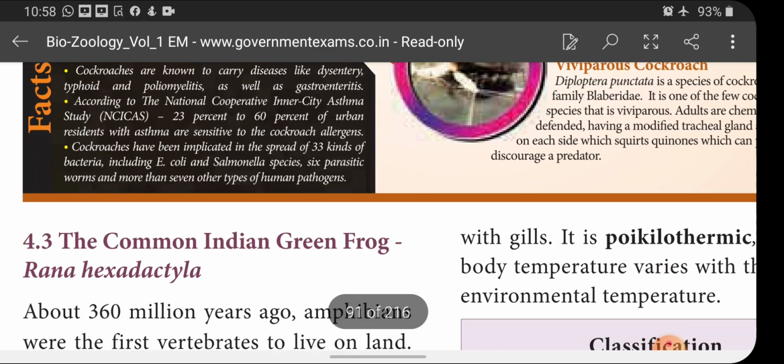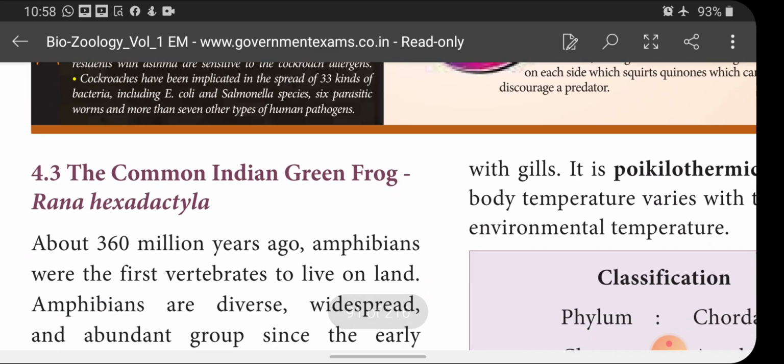Next, another species we are going to see is the common Indian green frog, Rana hexadactyla, that I will discuss with you in my next class, children.